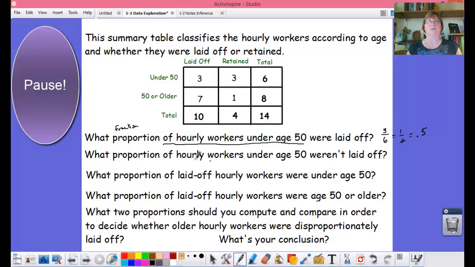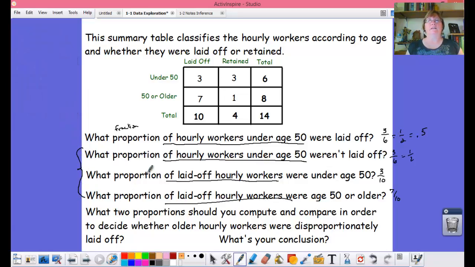Now I would like you to pause the video and answer those 3 questions. All right, here's my thinking. The second question asks us about the proportion of workers under age 50, so we were looking still in this row, and it's the rest of them. What proportion of laid off workers? Now we're looking in this column. Of those 10 that were laid off, the number that were under age 50 is 3, so 3/10, and then 7/10 of laid off hourly workers were 50 or older.